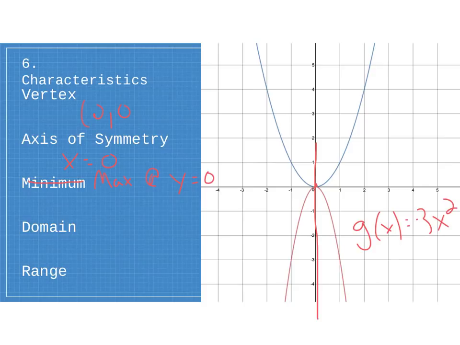Our domain is still going to be from negative infinity to positive infinity, because our graph, although going down, will still continue to spread out and pick up every x. And then our range does change. So it's still 0, but this time it is y is less than or equal to 0 because our graph is going down.